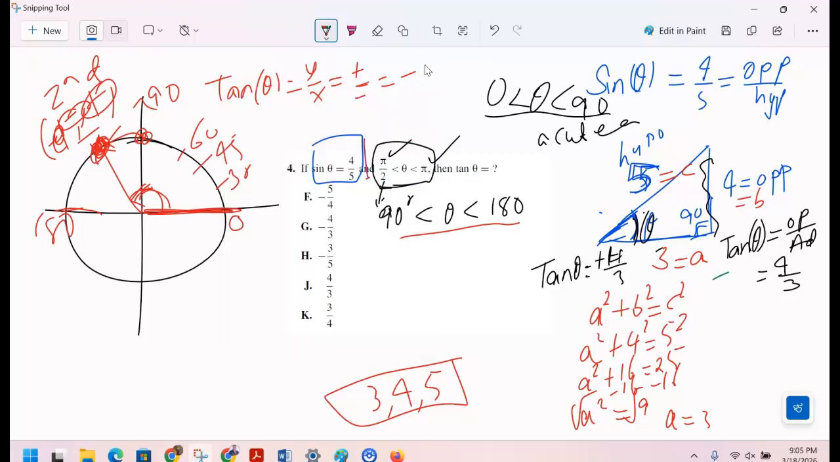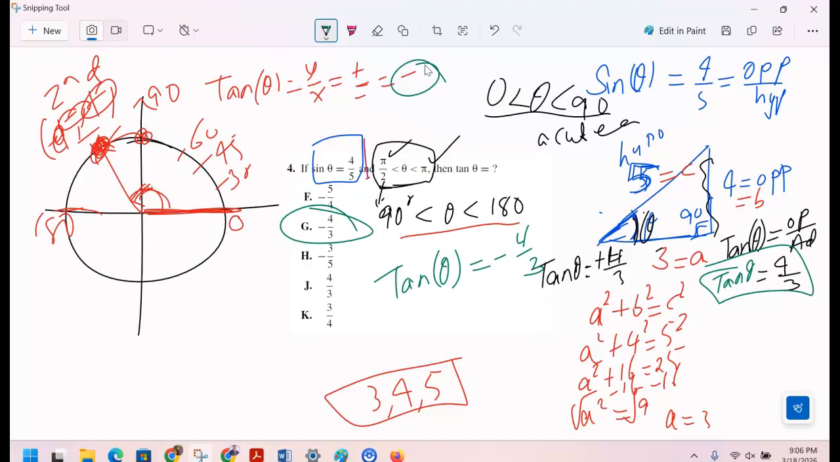So even though tan theta for the acute angle is 4 by 3, in this case tan theta has to be negative. So you write minus 4 by 3. And you can see G is the answer.